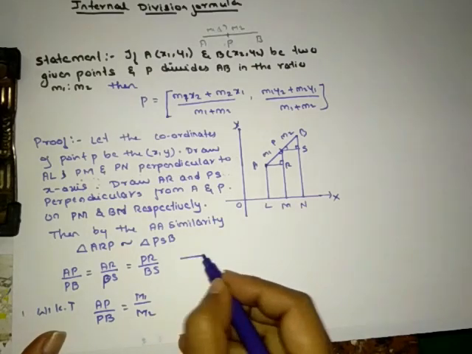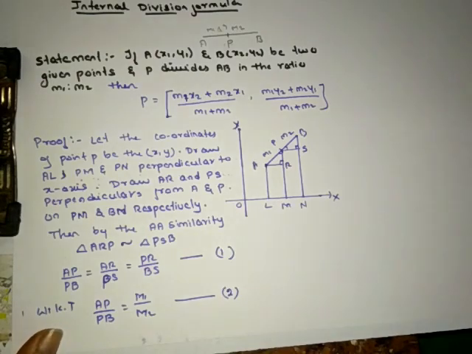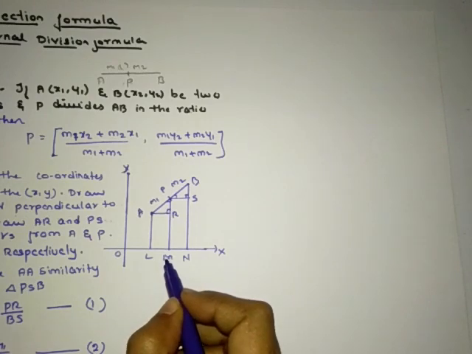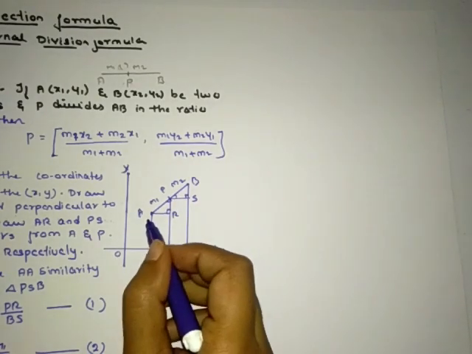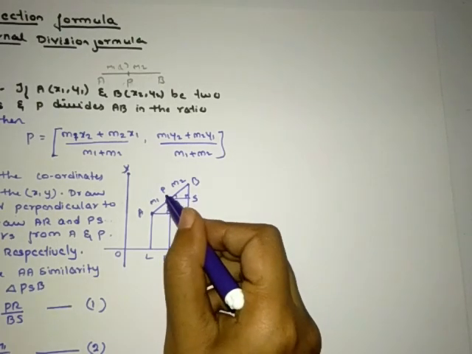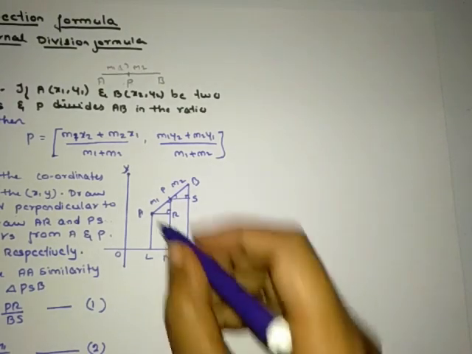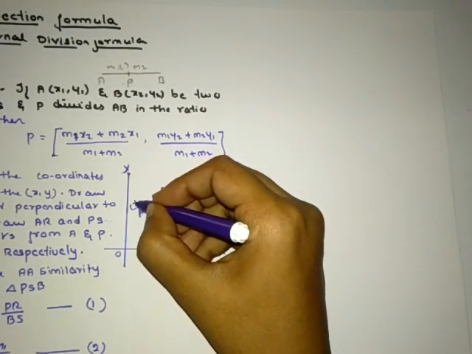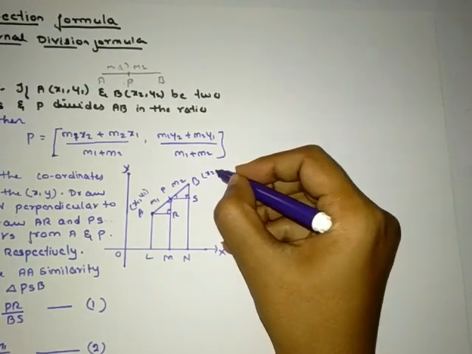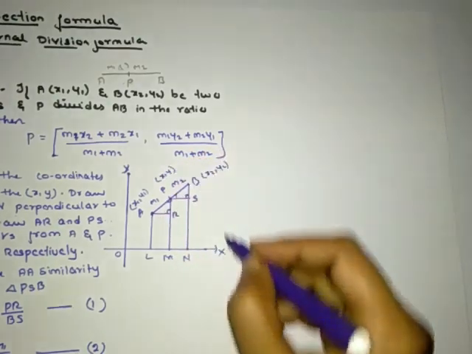We'll call this equation 1 and this equation 2. In the next step we'll find the length of LM, to know the length of AR, so that it will be easy for us to find the coordinates of P. So here we'll write the coordinates of A as x1 comma y1, coordinates of B as x2 comma y2, and coordinates of P as x comma y.